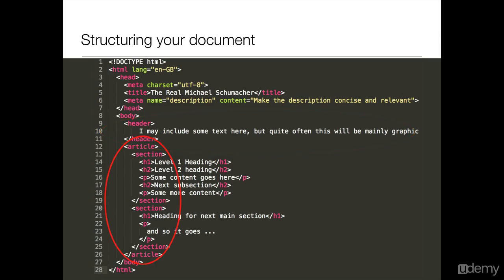The next thing we've got here is, again, one of the new HTML5 elements, which is to pick out a semantically coherent piece of text.